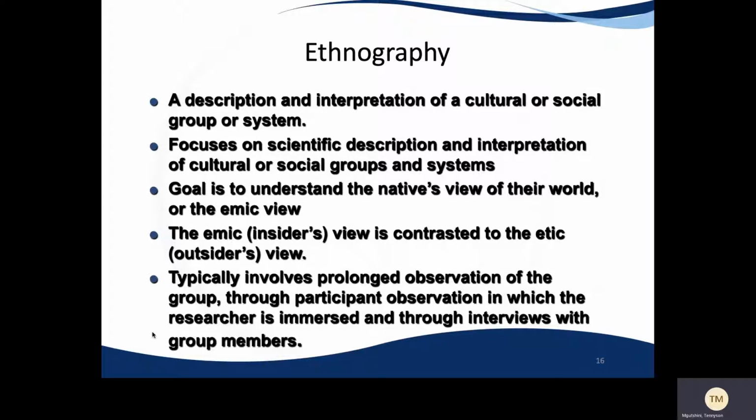So next to phenomenology is another tradition of qualitative research, and they call this ethnography. Really, ethnography is concerned with the description and interpretation of a cultural or social group or system, and it tends to focus on scientific description and interpretation of cultural or social groups and systems. And the goal is to understand the native's view of the world, or the emic view.